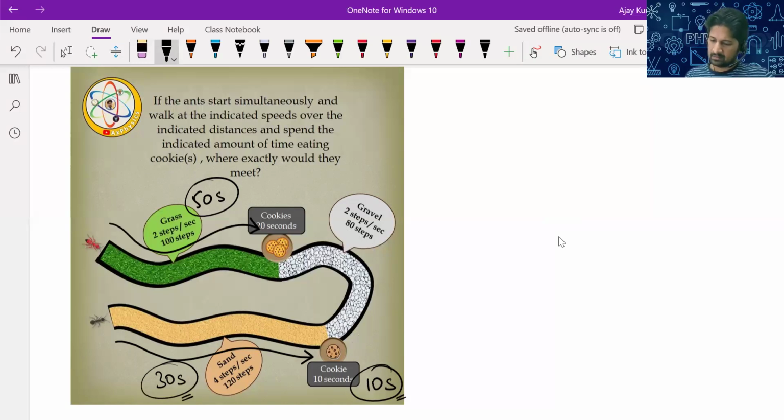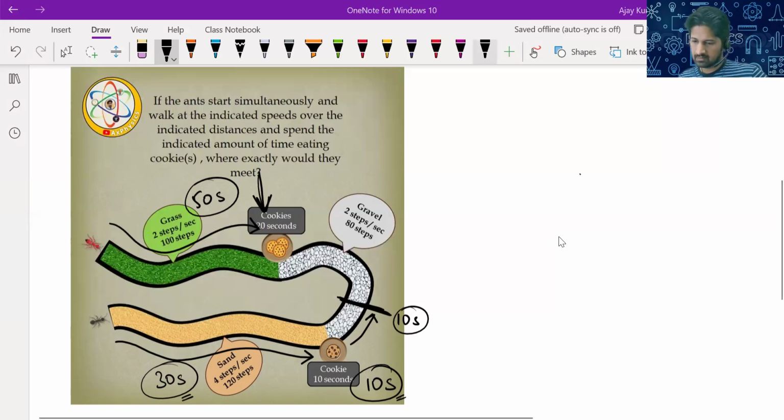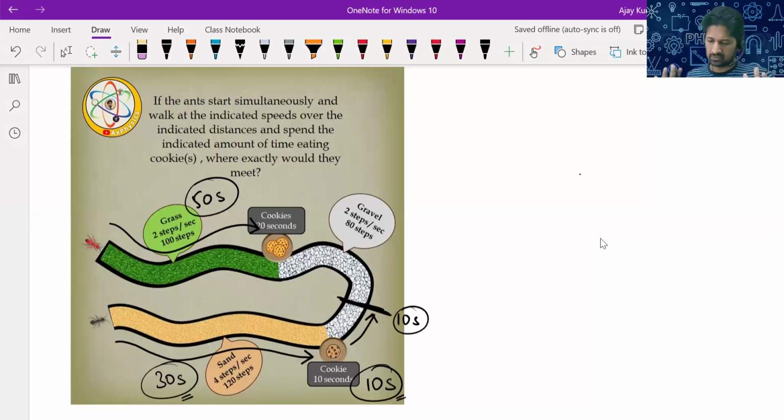So in gravel, the distance is 80 steps and the ants move at 2 steps per second. So 30 seconds, 10 seconds for the black ant, 40 seconds is over by the time it completes eating that single cookie. Another 10 seconds, it moves through gravel and it will be somewhere here. It will not complete that gravel patch. So by the end of 50 seconds, the black ant would reach somewhere here. The red ant has just reached this cookie plate. Now you are seeing what the red ant would do. You are assuming it will complete that stage.